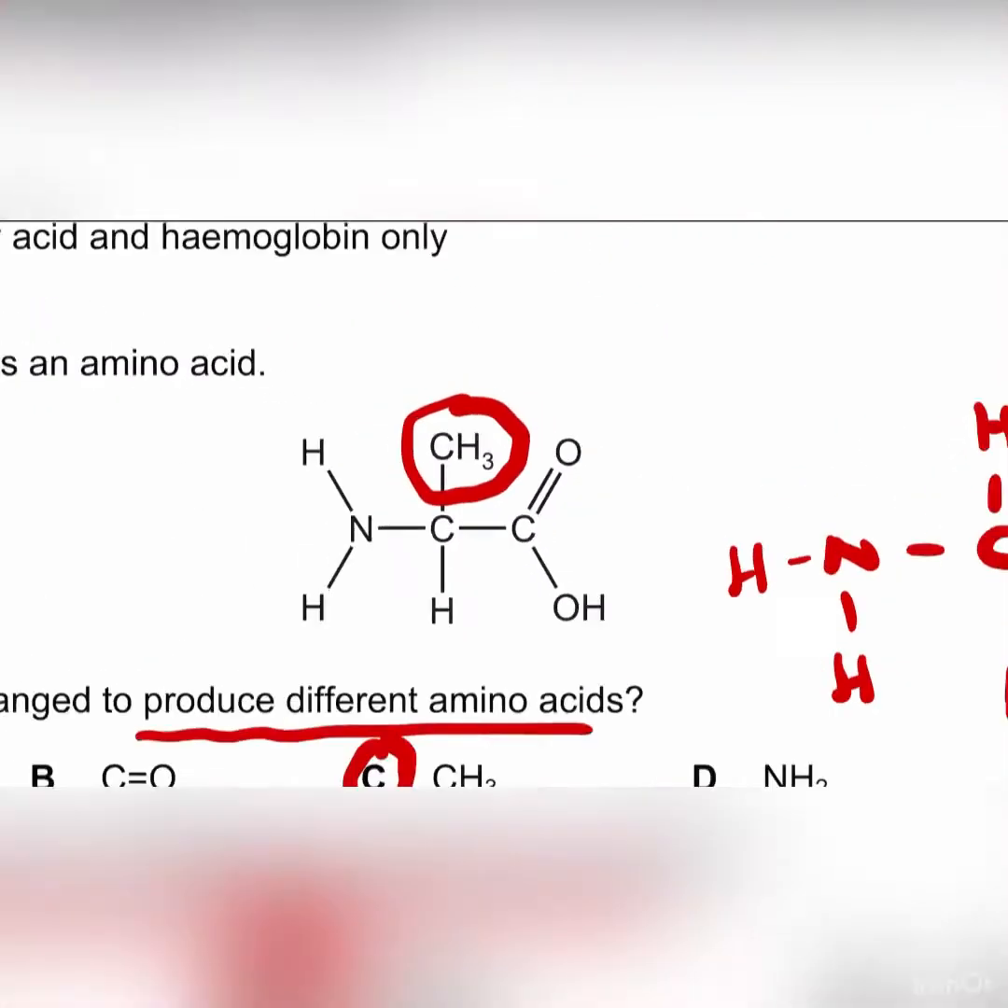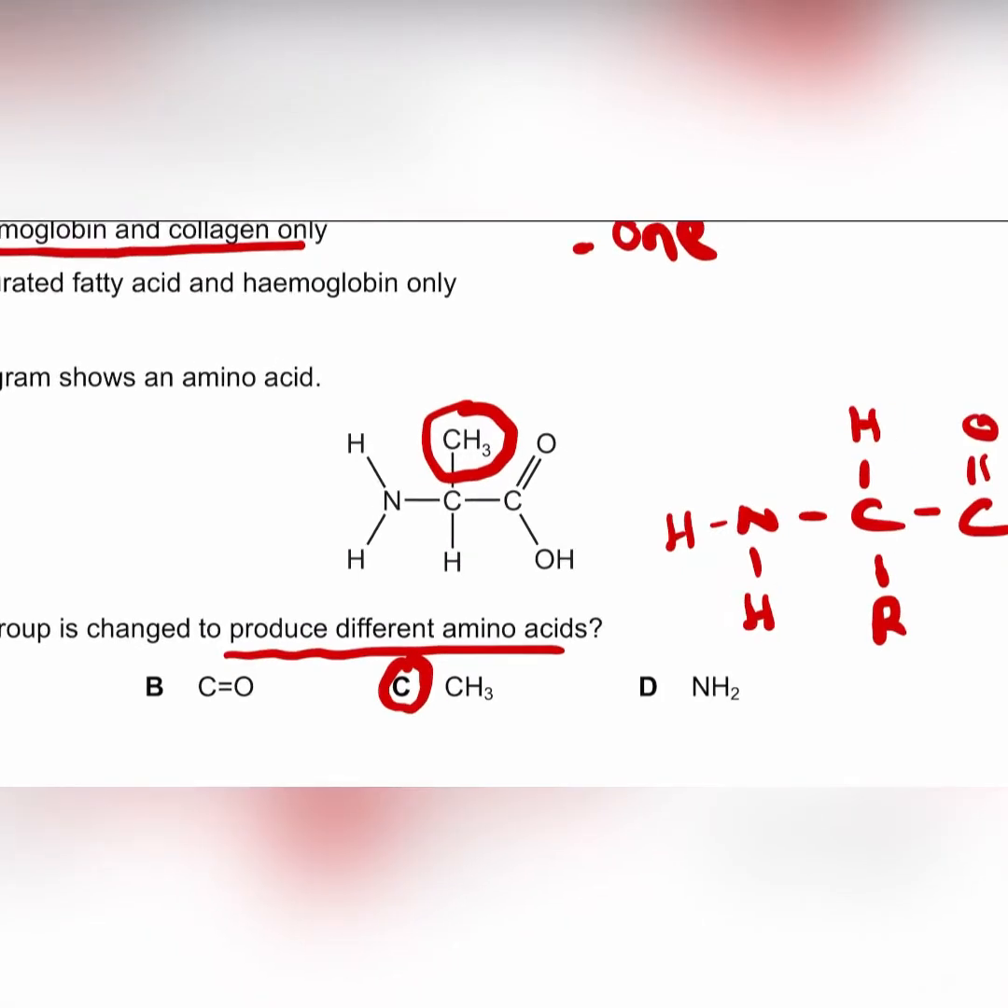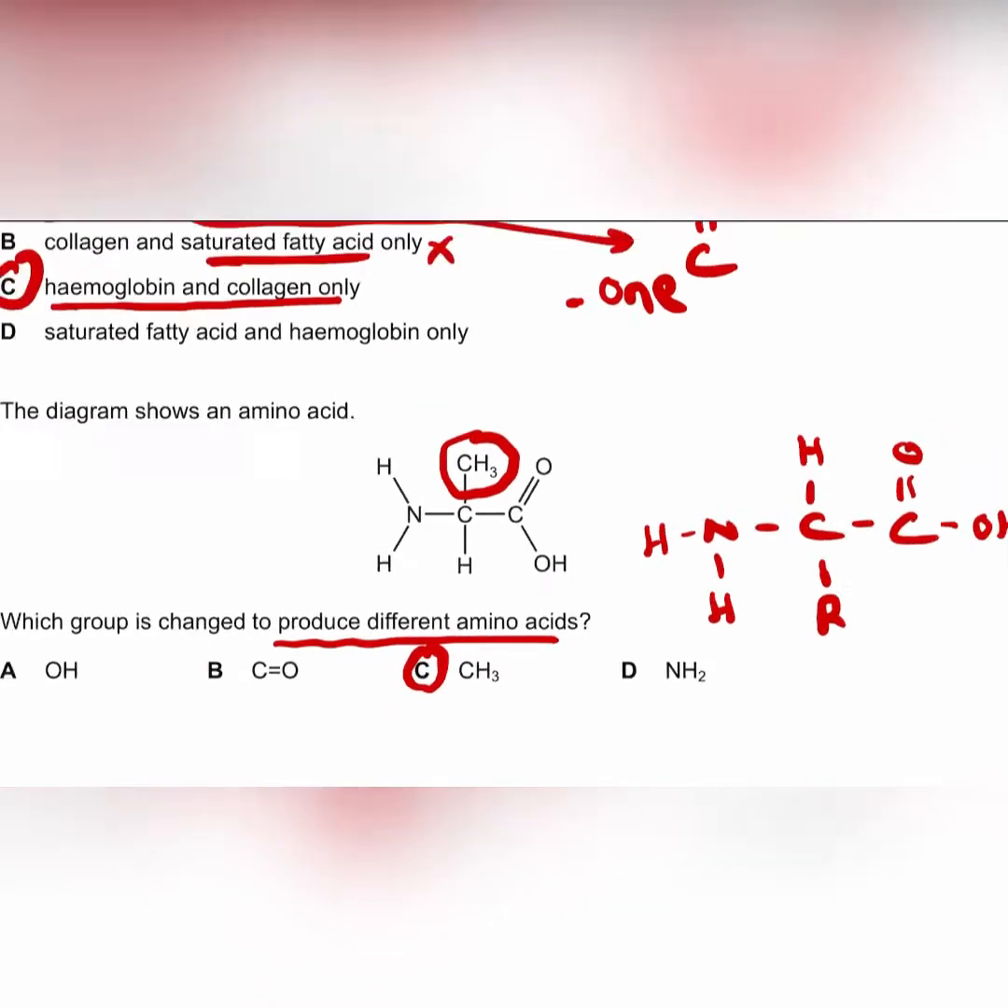So which group is changed to produce different amino acids? The CH3 group is changed. So in this amino acid, we have the CH3 group. In other amino acids, we will have different groups rather than CH3. So the R group is changed to produce different amino acids. Which row is correct about the structure of proteins?